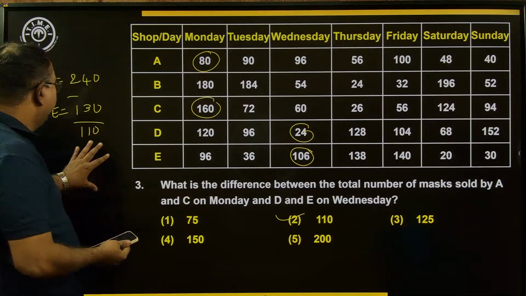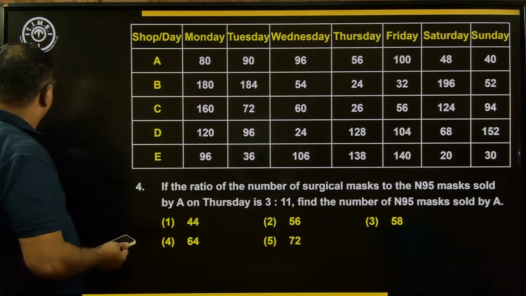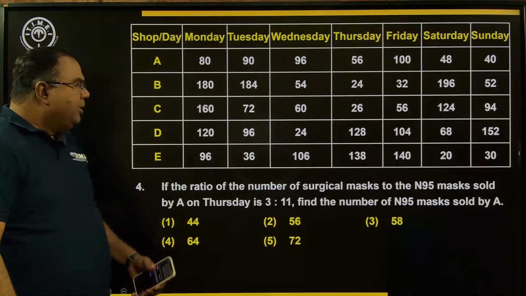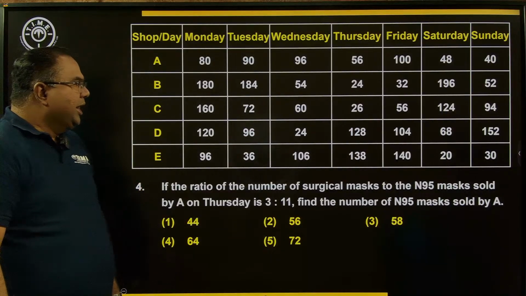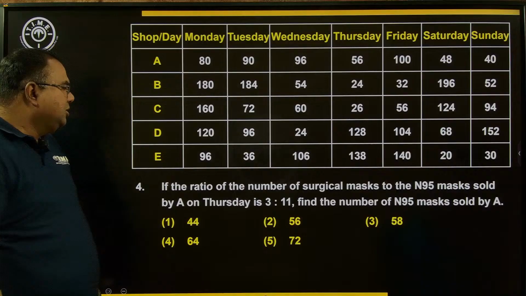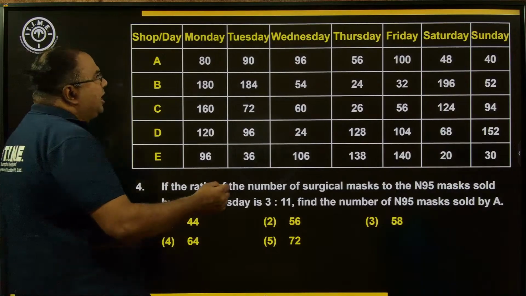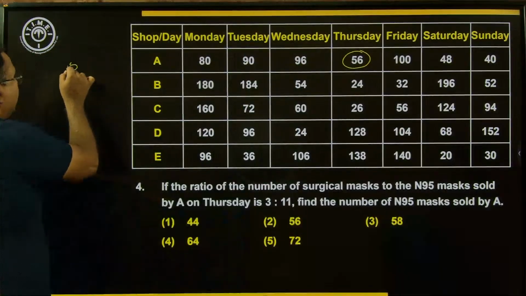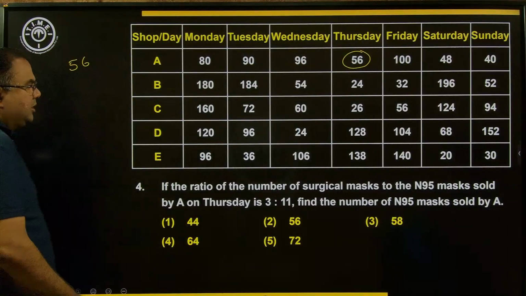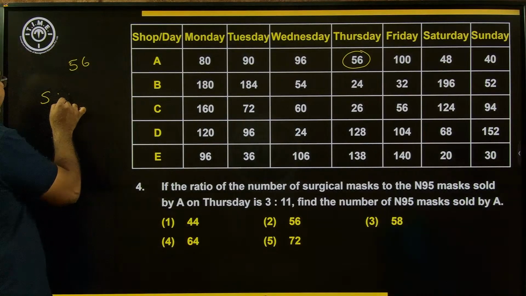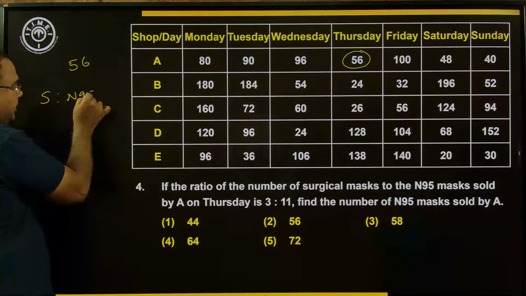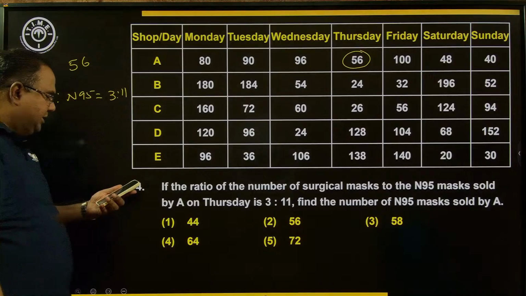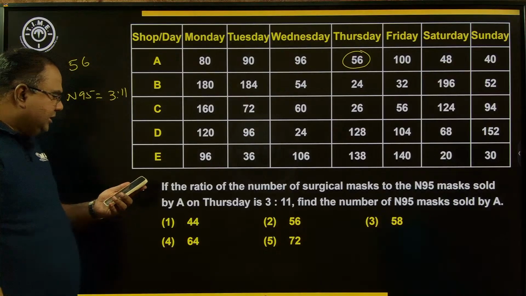Okay, let's move ahead. This is question number 4. If the ratio of the number of surgical masks to the N95 masks sold by A on Thursday is 3:11, and A on Thursday sold 56, right? We have the surgical mask to N95 mask ratio, surgical is to N95 3:11. Find the number of N95 masks. Okay, you can answer. I'm waiting.